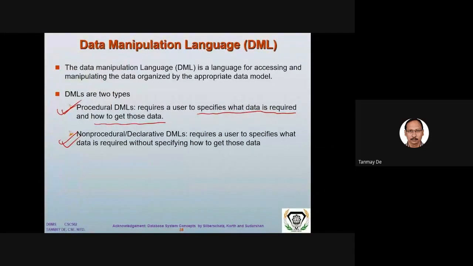Okay, so from that it is clear that the non-procedural DML is much easier to learn than the procedural DML. Because here you only specify what data is required. No need to specify how to get this data. But in case of procedural, you need to specify also how to get such data.